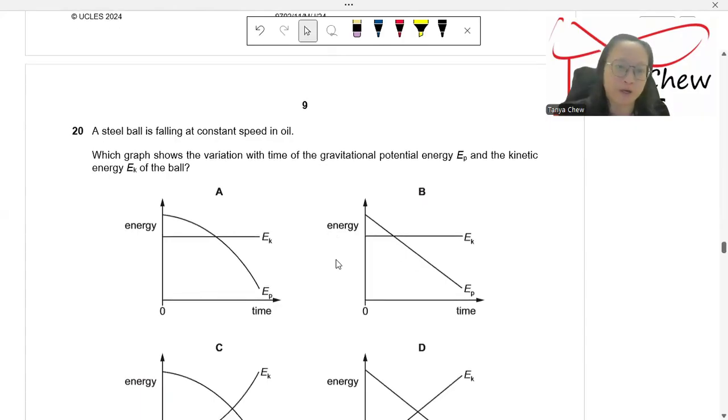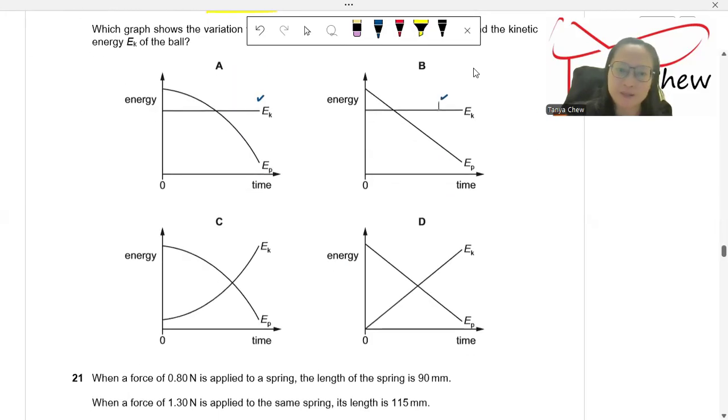Question number 20. A steel ball is falling at constant speed in oil. Which graph shows the variation with time of gravitational potential energy and the kinetic energy EK of the ball? I will do EK first, because kinetic energy depends on speed. It is half mv squared. Since the speed is constant, the kinetic energy must be constant. It's either A or B, it cannot be C or D because kinetic energy is changing. So this is wrong. This is also wrong.